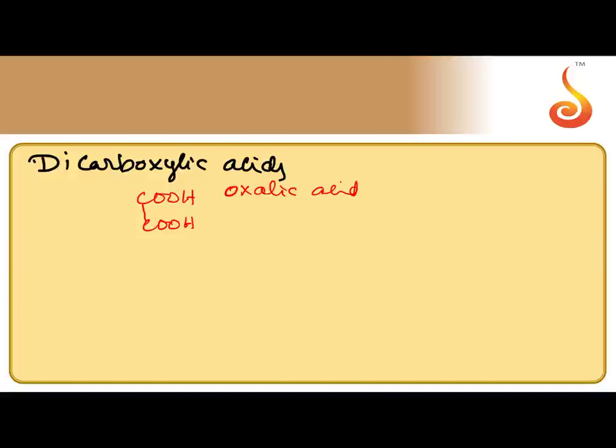We know oxalic acid. So, the IUPAC name: root word is eth, primary suffix is ane, and it is ethane-1,2-dioic acid, since two oic acid groups are there. Next member of the dicarboxylic acids, you keep CH2 between those two COOH groups. Propane-1,3-dioic acid.